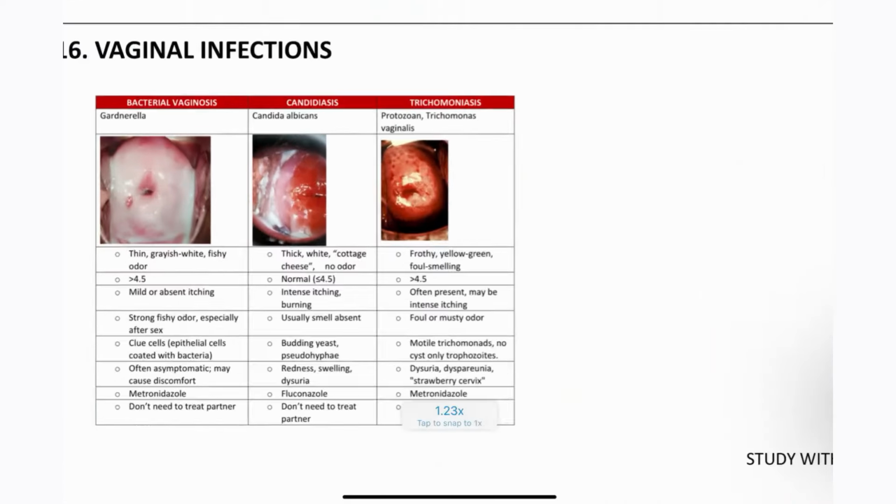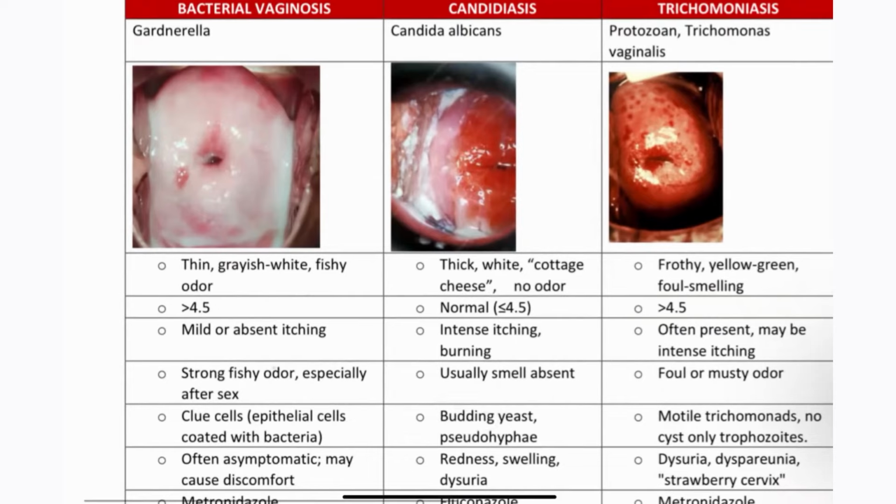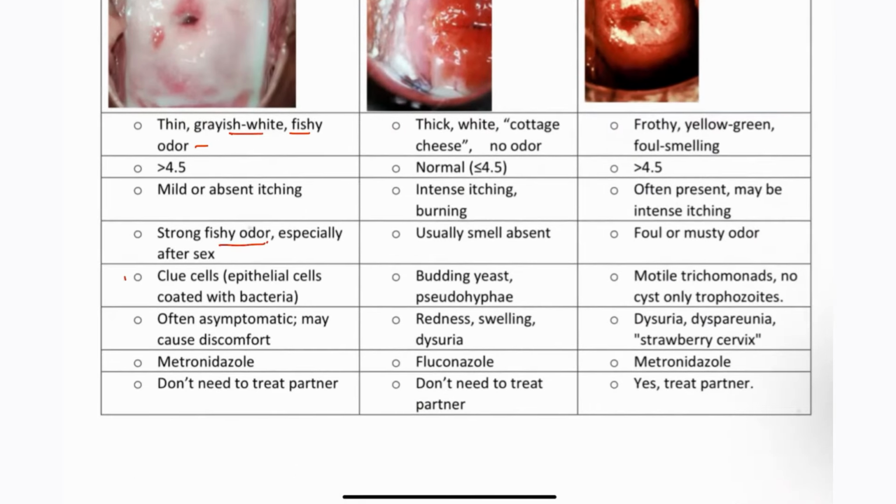Next, vaginal infections. Here you can see the most common overall is Gardnerella, bacterial vaginosis. Next, how is the discharge going to present, guys? Grayish white with a fishy odor, and the patient will have a strong fishy odor, right? And clue cells will be seen, which are epithelial cells coated by bacteria, and metronidazole is the drug of choice for this patient, and there is no need to treat the partner.